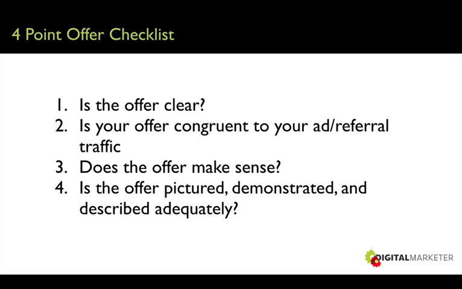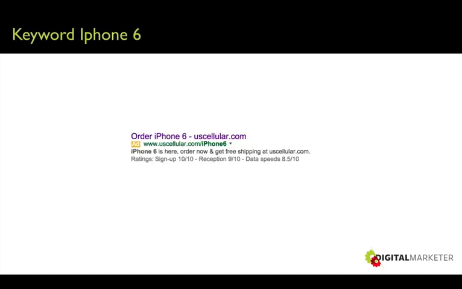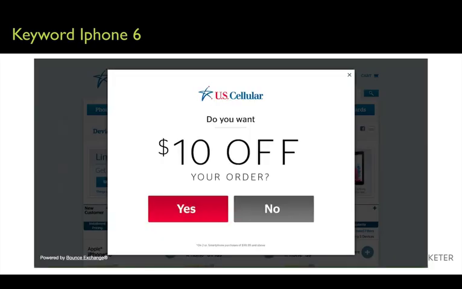So here's an example about offer congruency. Okay, so I put in the keyword iPhone 6 and I found this ad that said, order iPhone 6 US Cellular. iPhone 6 is here. Order now and get free shipping at uscellular.com. Okay, here was the page I got immediately when I clicked there, and they gave me an immediate pop-up for $10 off my order.